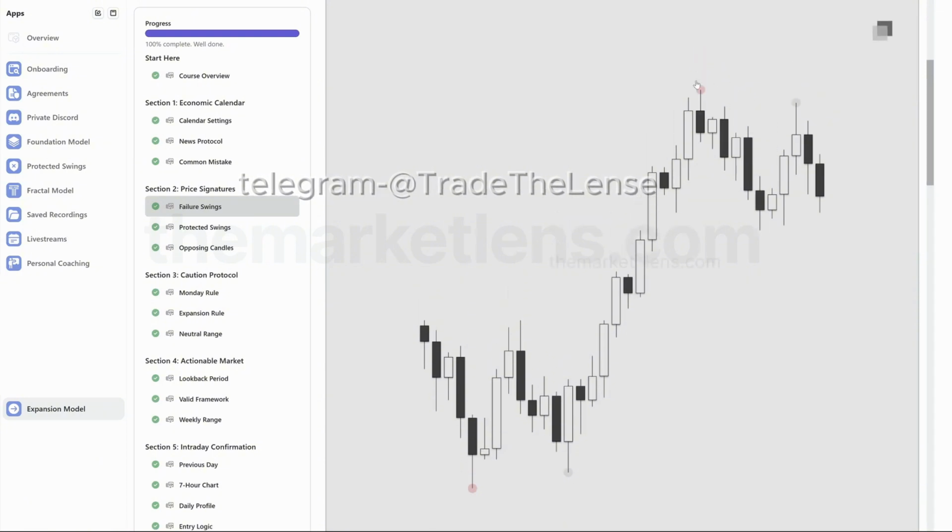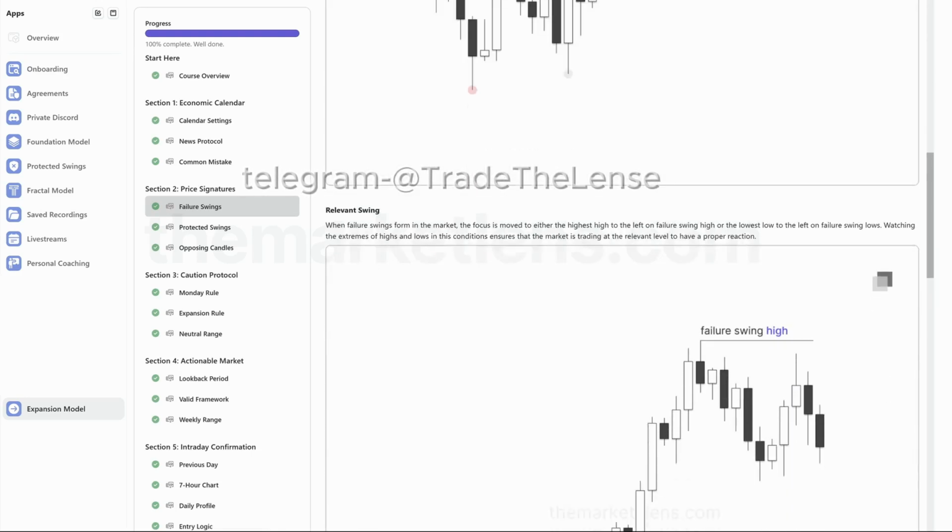In the same way, a failure swing high, we form an initial high. We don't fully reverse from it. We trade really deep back into it without taking it out and then start trading back away. That forms a failure swing where we're not really interested in trading away from these points. And it's a pretty simple concept.